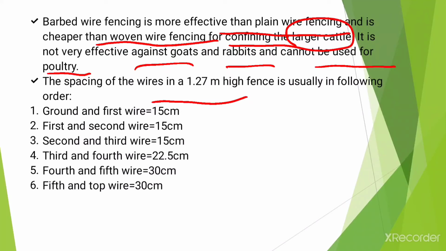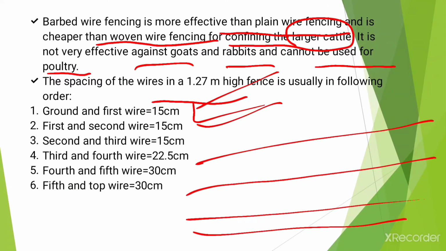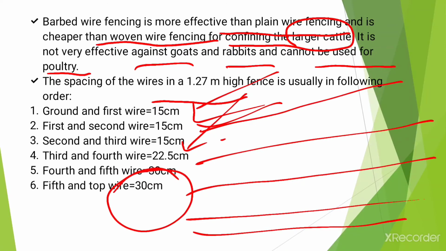And then the spacing of the wires in a 1.27 meter high fence is usually in the following order. The spacing between the ground and first wire is about 15 centimeter. After that, first and second wire again 15 centimeter, then second and third again 15 centimeter. But in case of third and fourth wire, the distance is about 22.5 centimeter. After that, fourth and fifth wire is about 30 centimeter, and the last one, fifth and top wire, is about 30 centimeter.